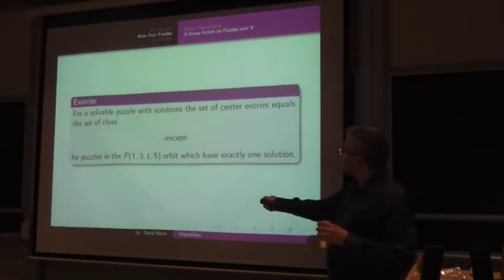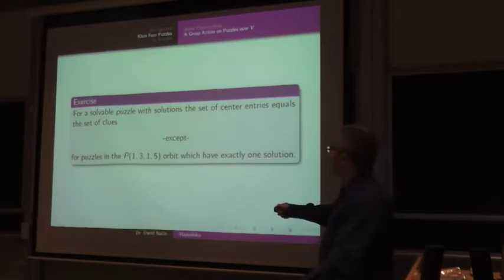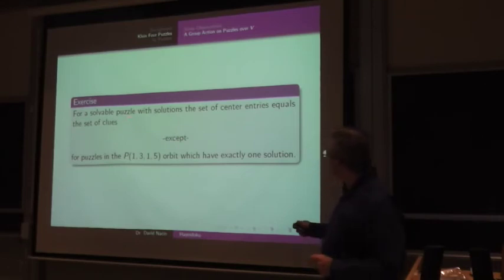I'm going to leave you guys with this exercise. This was an almost lemma, which I found interesting. If you have a solvable puzzle with solutions, the set of entries equals the set of clues, except for puzzles in the 1-3-1-5 orbit. And those puzzles have exactly 1 solution that violates the fact that the center entries have to equal the corners. But for every other puzzle it works, and there's only 1 exception.